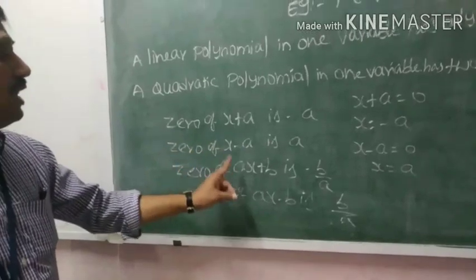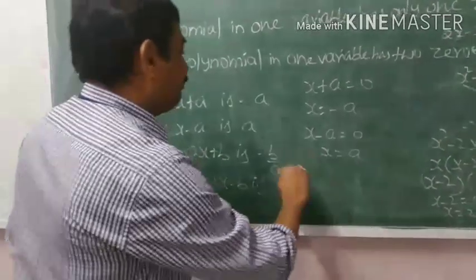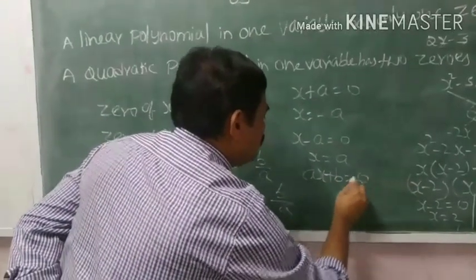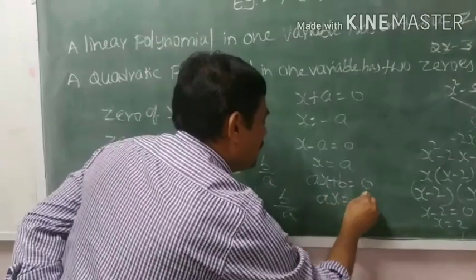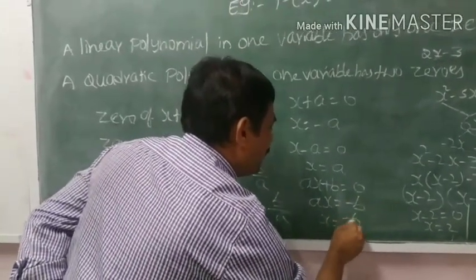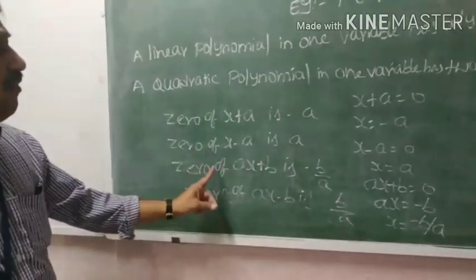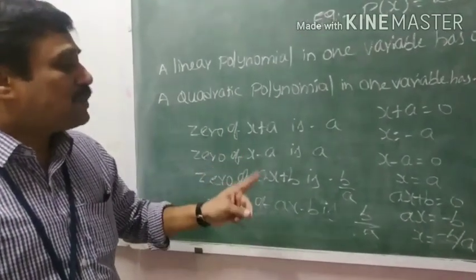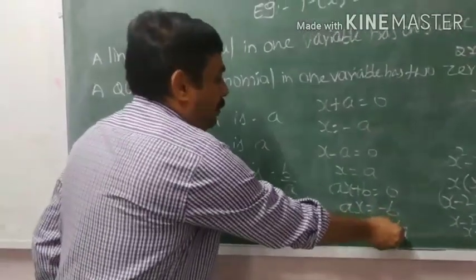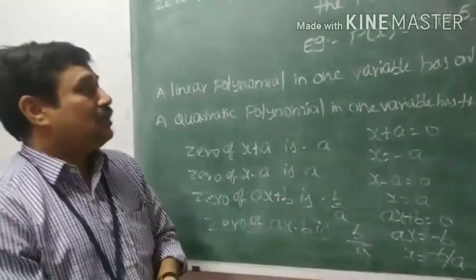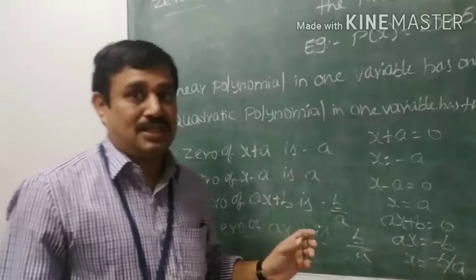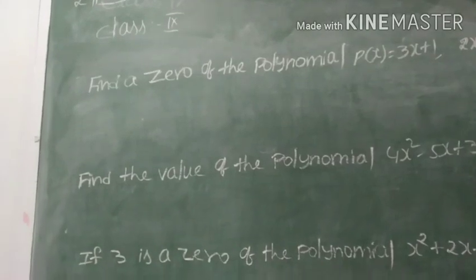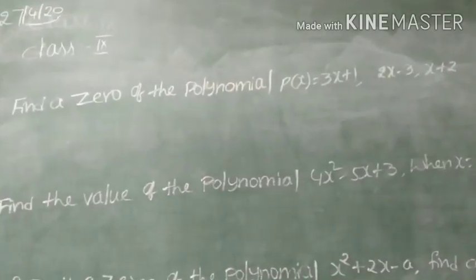Next, the zero of ax plus b. Now, ax plus b is equal to 0. This plus b on this side becomes minus b on that side. x equal to minus b by a. Therefore, the zero of ax plus b is minus b by a. Then similarly, the zero of ax minus b becomes b by a. So, these are the rules for zeros of polynomials. Based on zeros of the polynomial, now we will discuss some problems.